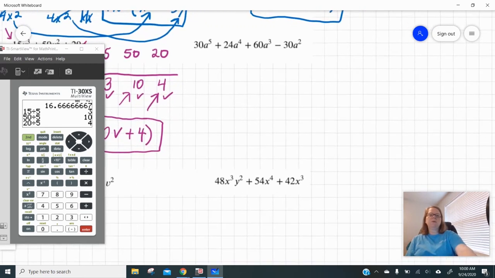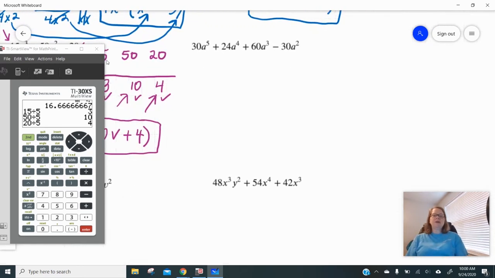So let me pull this over. All right. So now we've got 30, 24, 60, and 30 again. And that one's a negative 30. So let's do what we did before. 30, 24, 60, and negative 30. And I just want to divide. And I'm going to start off with 2 because I see that these are all even numbers. So they all end with a 0, a 2, 4, 6, or 8. In fact, they're just zeros and a 4.